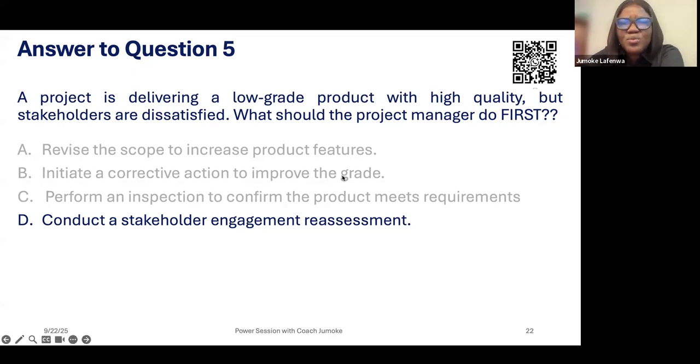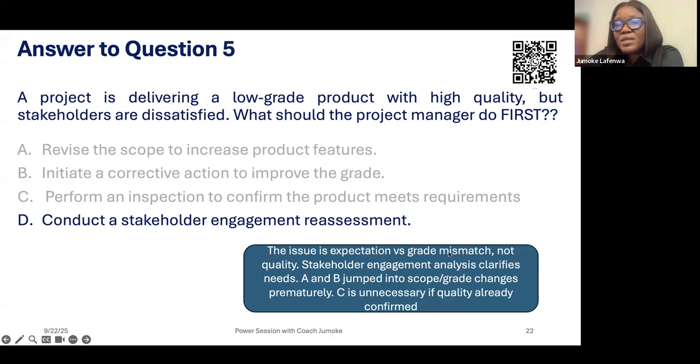Initiate a corrective action to improve the grade? If you want to improve on the grade, you have to know the features the stakeholders want added. Perform an inspection to confirm the product meets requirements? For you to be saying it is delivering a low grade with high quality, you have inspected that it has delivered this. But maybe in the course of the project, stakeholders change their mind. That's why you meet with the stakeholder and reassess what they want. The issue is expectation against grade mismatch, not quality. Stakeholder engagement analysis clarifies needs.